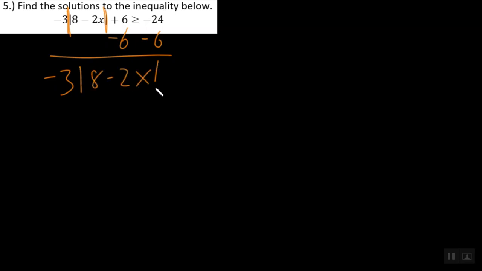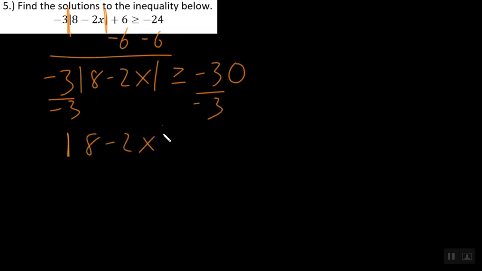Okay, for number 5, it says find the solutions to the inequality below. Well, notice you always want to get your absolute value bars by themselves. So the first thing we want to do is get rid of our addition, -6 minus 6. I now have -3 times the absolute value of 8 minus 2x is greater than or equal to -30. At this point, I'll divide both sides by -3. Wait a second, we just divided by a negative. What happens to our inequality? Well, it flips, and our greater than or equal to symbol becomes a less than or equal to.